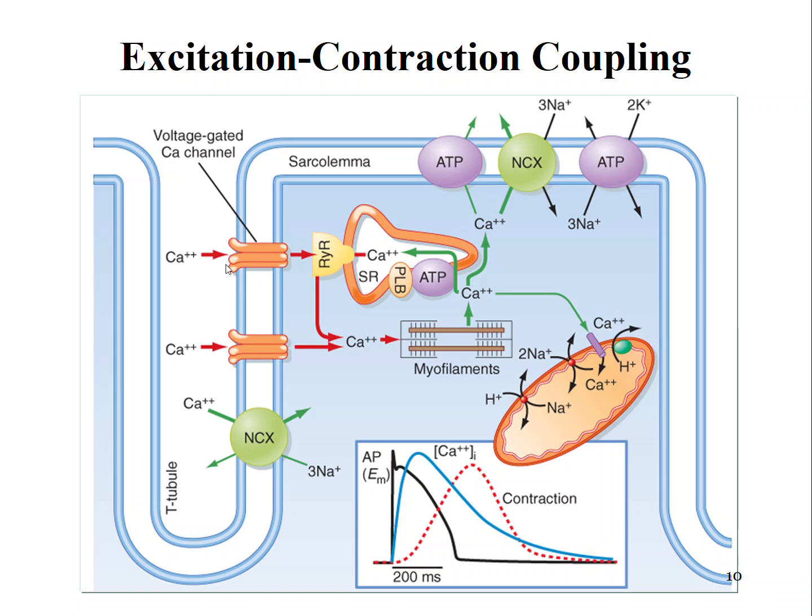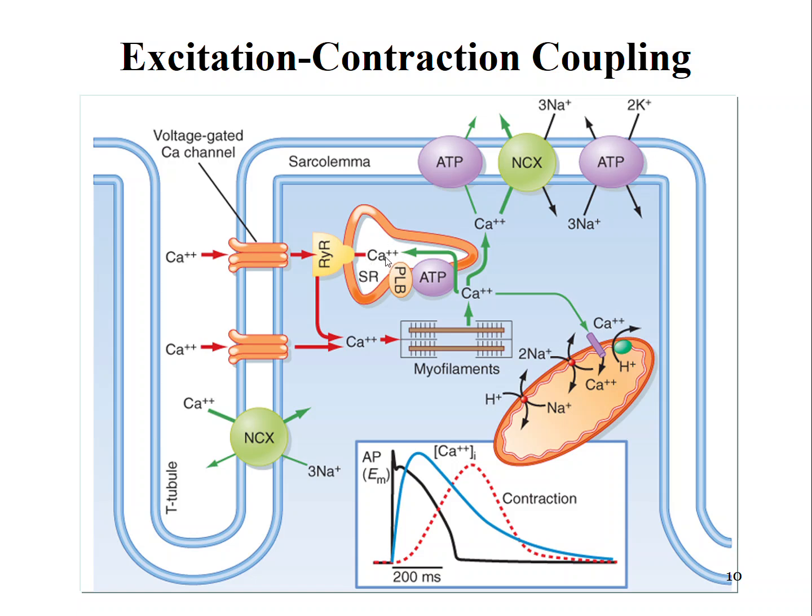This channel has a small permeability to the calcium, so a small amount of the calcium will diffuse into the cells. This small amount of calcium will activate the ryanodine receptor in the sarcoplasmic reticulum, and most of the calcium needed for contraction will diffuse into the cytosol from the endoplasmic reticulum or sarcoplasmic reticulum.